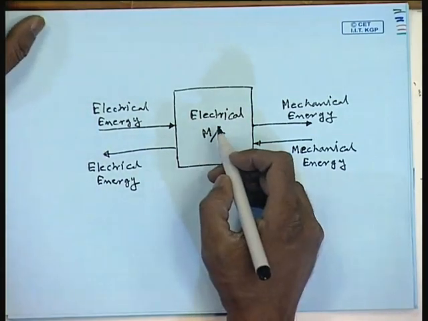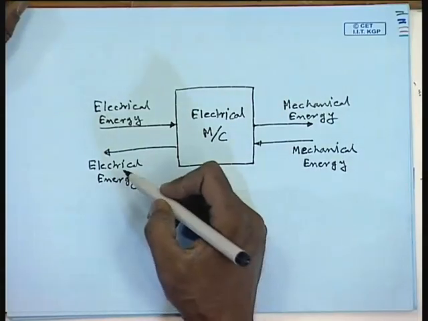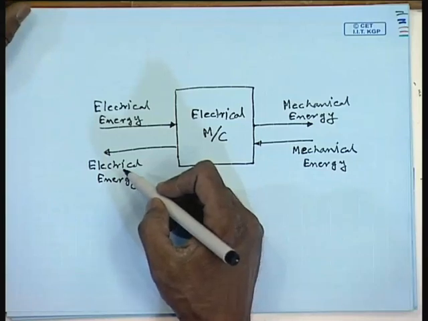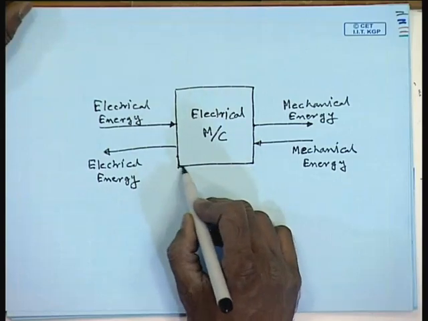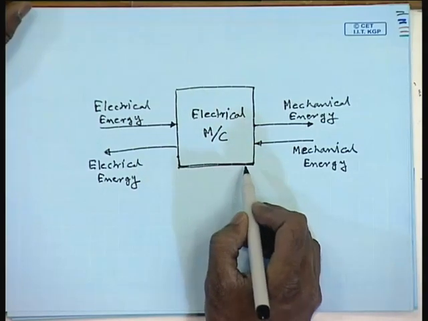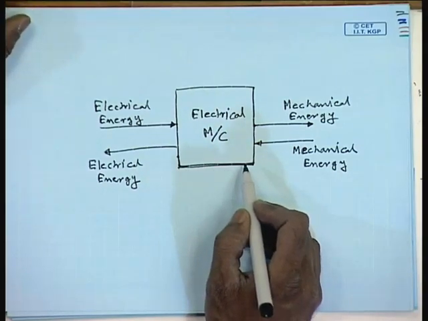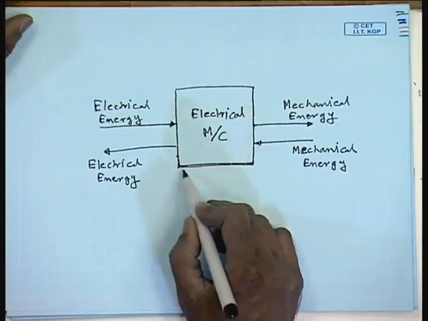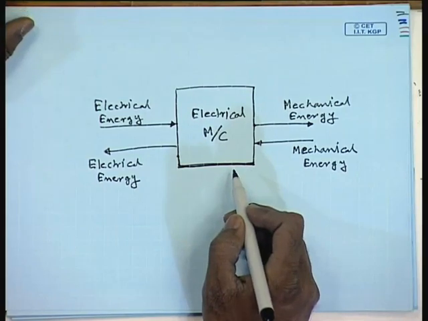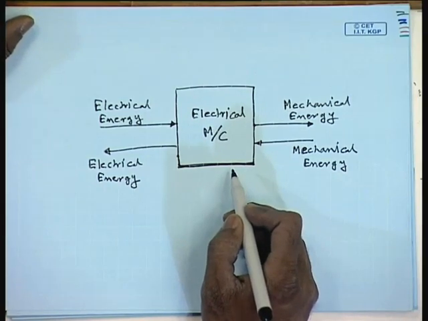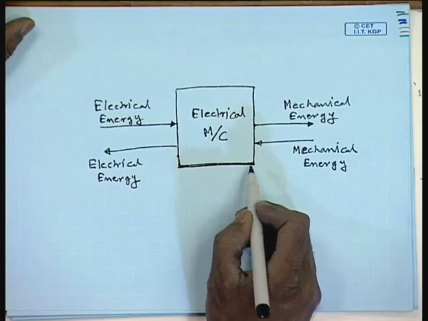When an electrical machine accepts electrical energy and gives out mechanical energy, we say it is a motor. When it accepts mechanical energy and gives out electrical energy, it is called a generator. However, it is the same machine, the same physical object which we call the electrical machine, that performs both these operations. Therefore, every electrical machine can be either a motor or a generator depending on which is the input and which is the output.